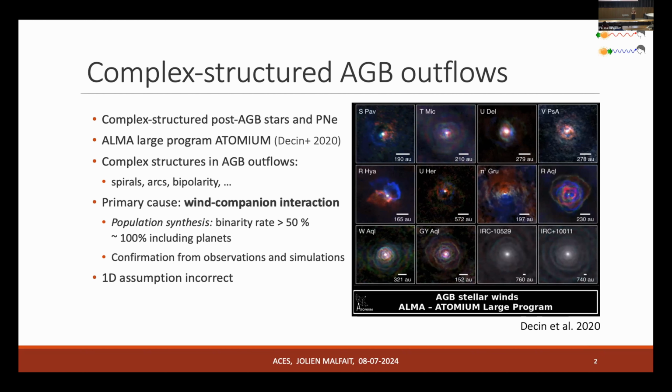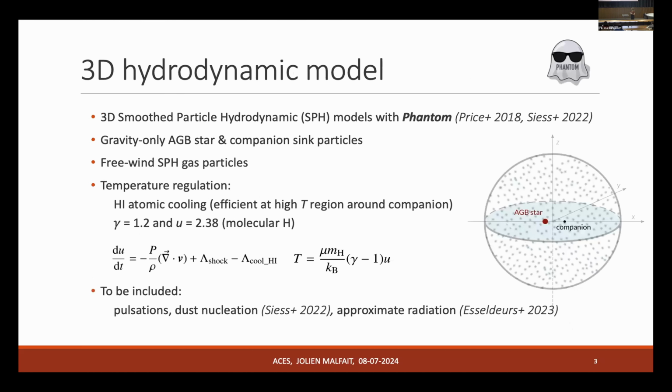So this also shows that we have to be very careful if we use results in which the 1D assumption is used, because if we have these deviations from spherical symmetry, this will impact our estimates of, for example, mass loss rates. So it is important that we study the impact of this companion and of these 3D asymmetries.